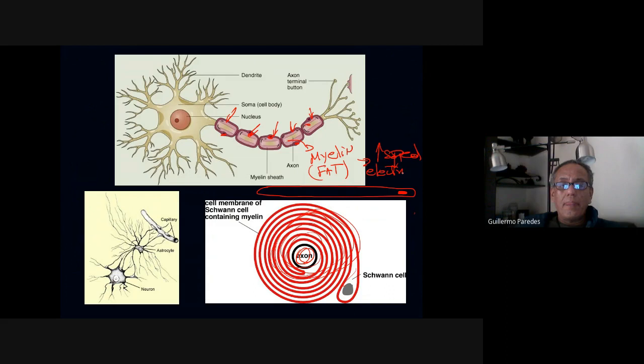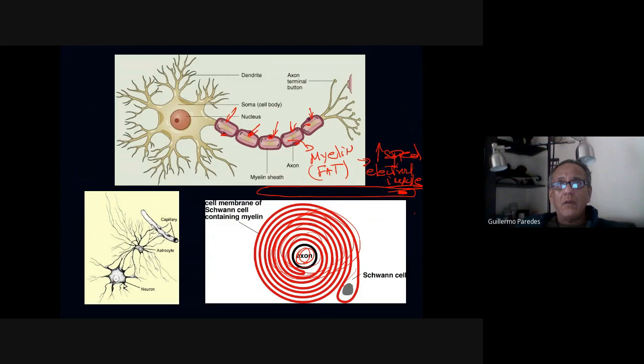Electrical impulse. Okay, so there are two types of nerve cells: the nerve cells that contain Schwann cells, and other cells that do not contain Schwann cells. So how fast can they go? They go exactly like this. You have a football field, you have 100 yards, correct?